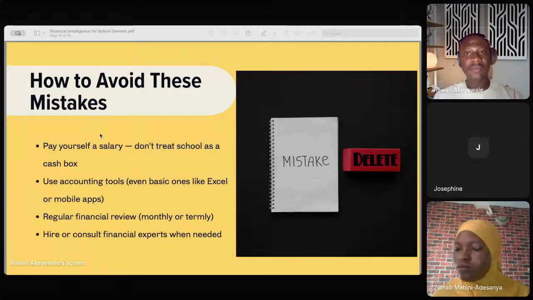So that way, there are tiny details about your financials that you might not be aware of before that will become obvious to you. So if you can, use an accounting tool. There are a lot of Excel templates that will help you track how money is coming in, how it's going out. You also need to do regular financial review, maybe every month, every term, every session. And also, you need to hire a consultant to help you look at things that you might not have expertise in.